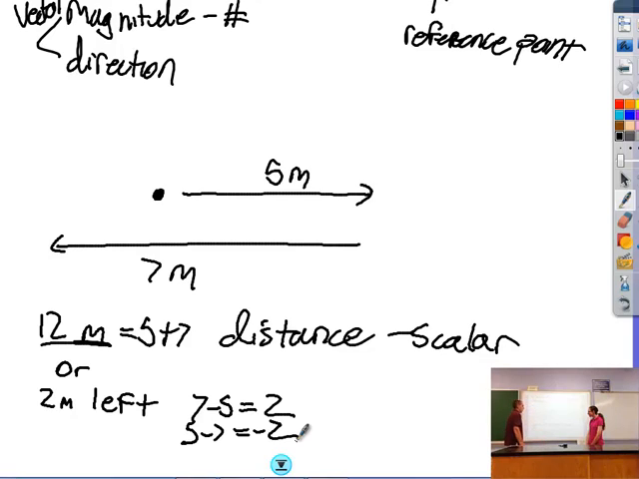But it doesn't make sense to say I walked negative 2 meters, does it? Well, you didn't just say 2 meters, though, did you? I said 2 meters left. 2 meters left. Now, what we've inadvertently done is we've assigned directions with signs.